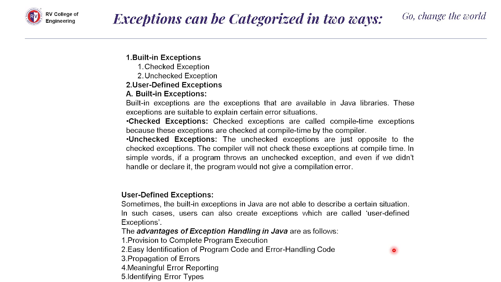What do you mean by built-in exception? Built-in exceptions are exceptions available in Java libraries. Already it is there in the Java libraries. Depending on the situation, we can make use of those libraries, those classes. Example, arithmetic exception. Just now we discussed arithmetic exception, that is the divide by zero error. Divide by zero error comes under arithmetic exception. Then array index out of bound exception. These are all built-in exceptions.